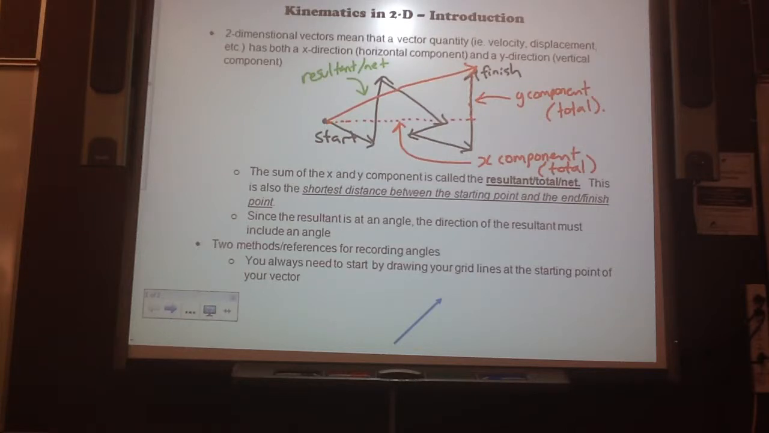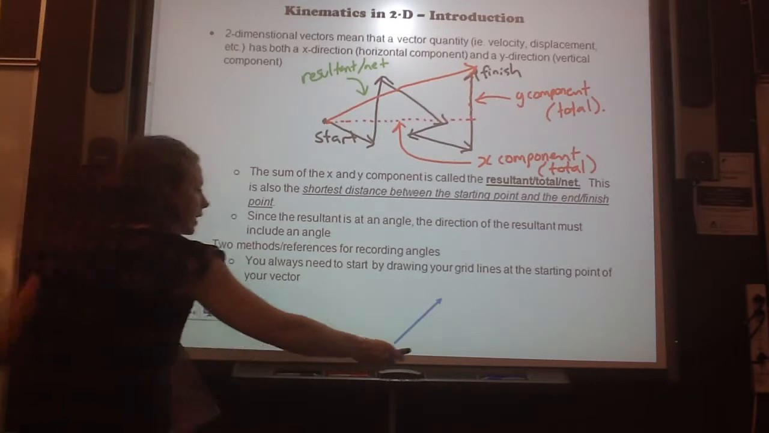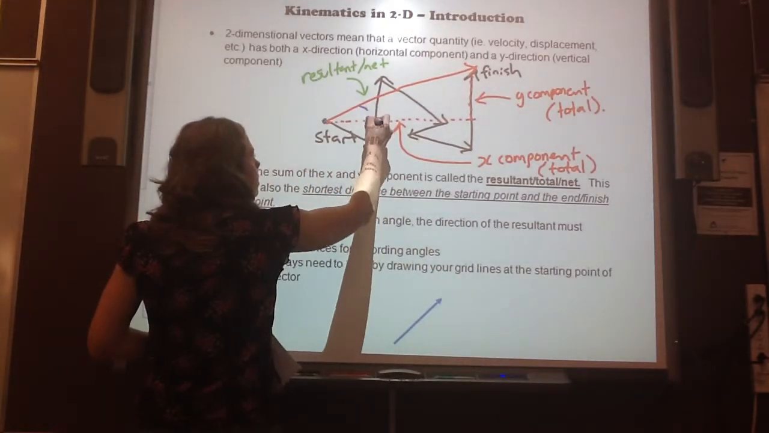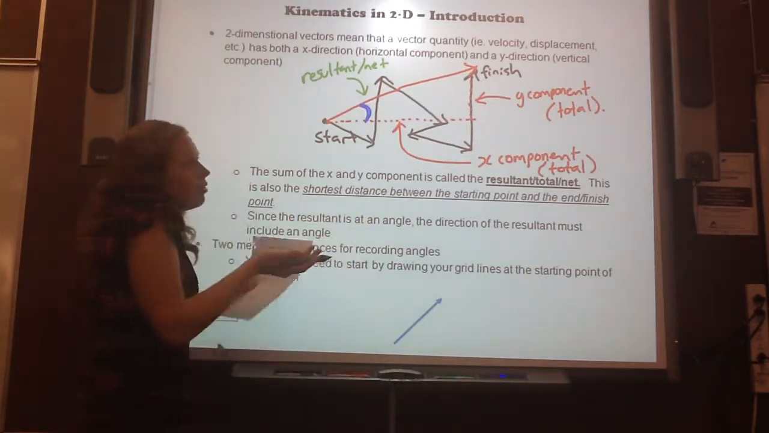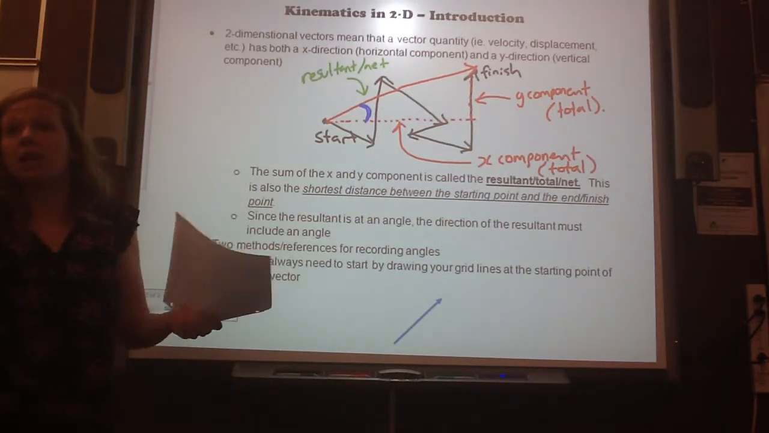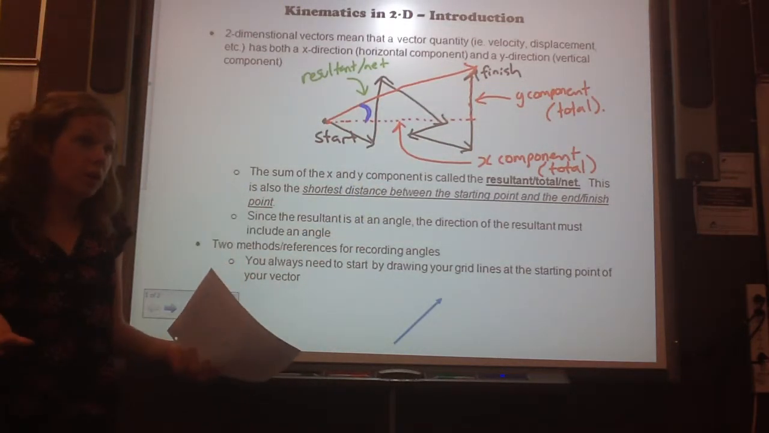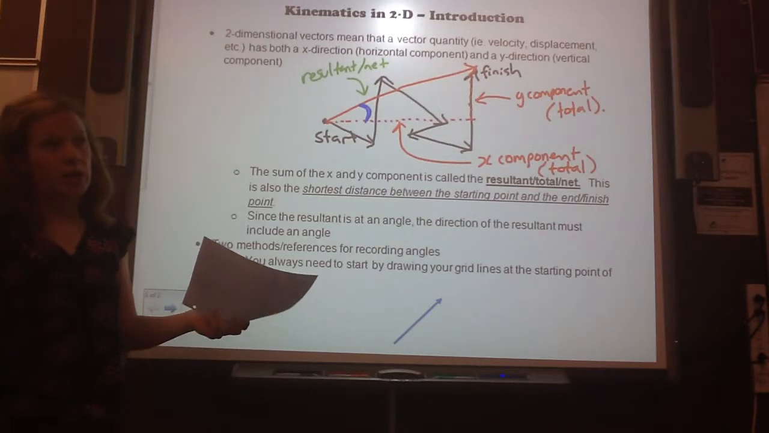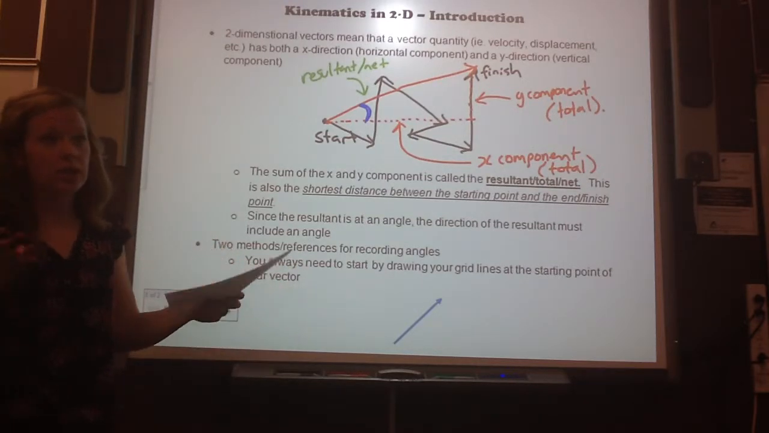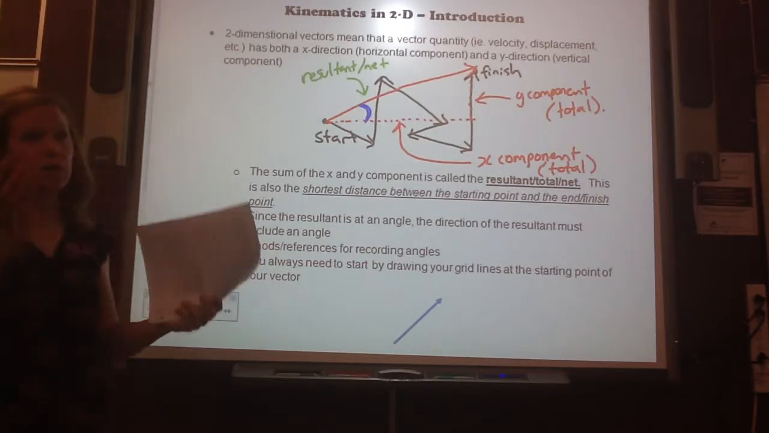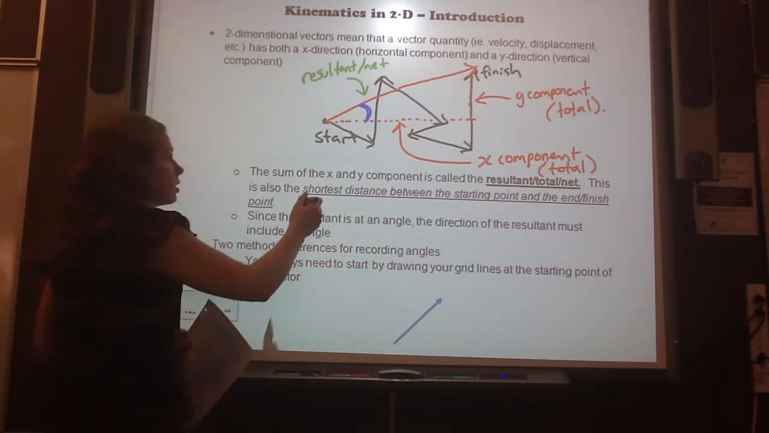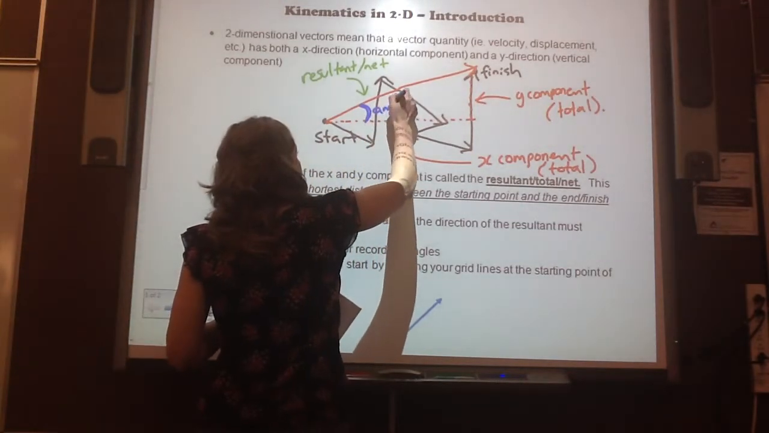Since the resultant is at an angle, the direction of the resultant must also include an angle. So I need to be able to give directions on how far north of east this is, or how far east of north, or I'd say, 36 degrees, etc. So I'm going to show you how to do those different things. But this is our angle that we're talking about.